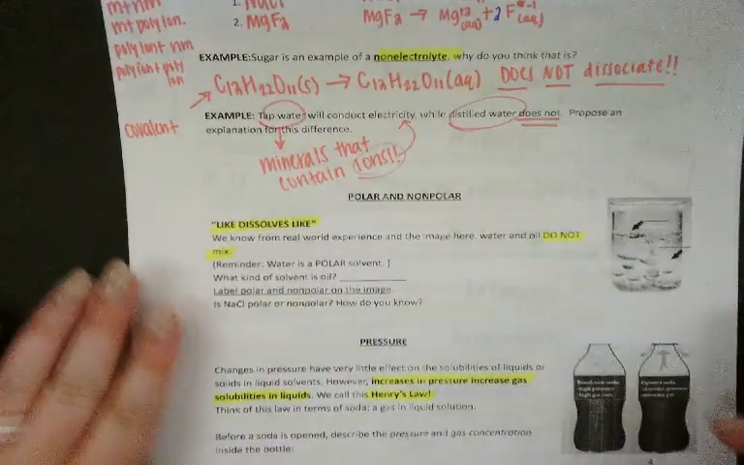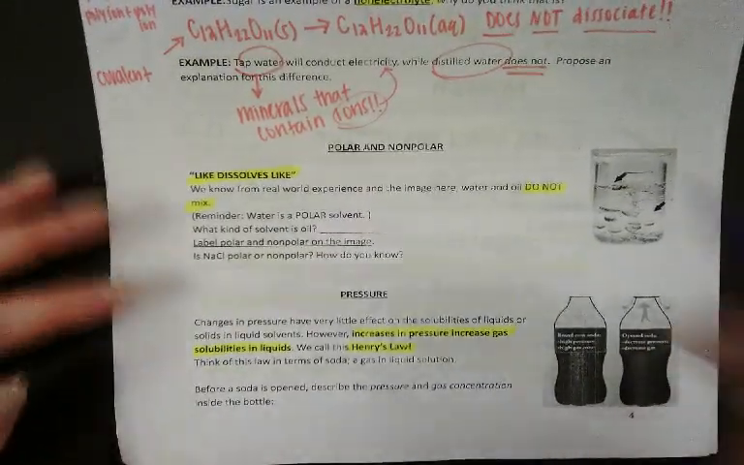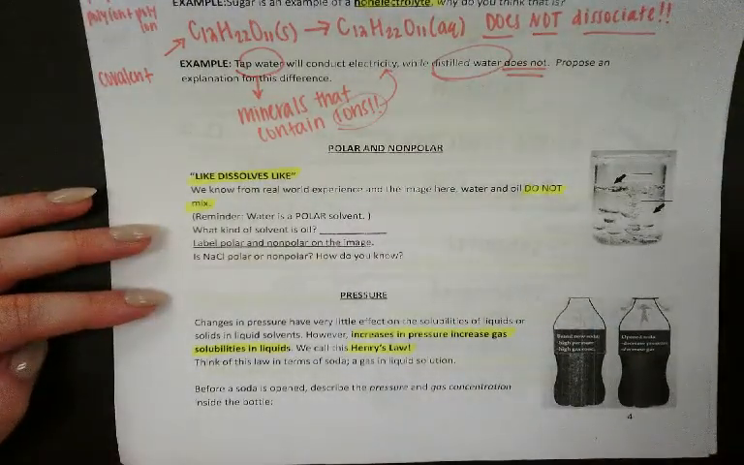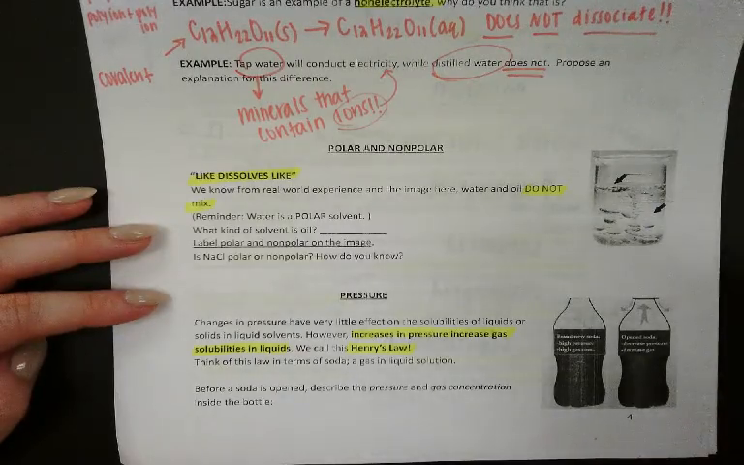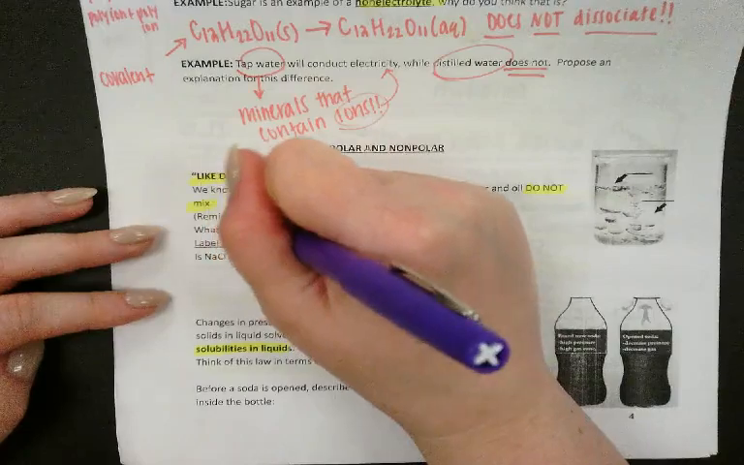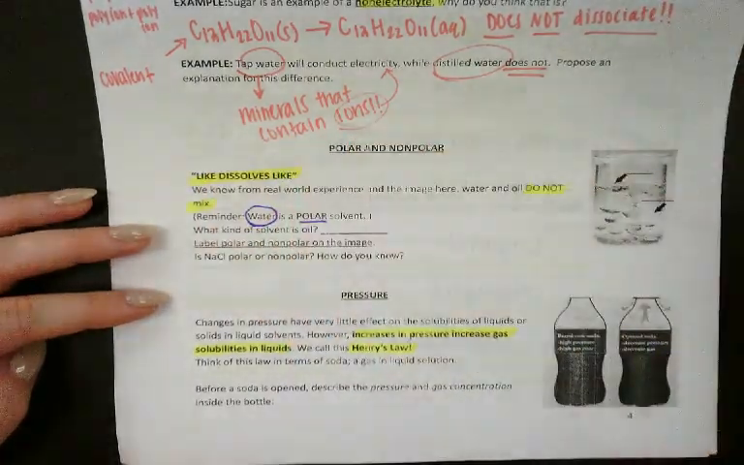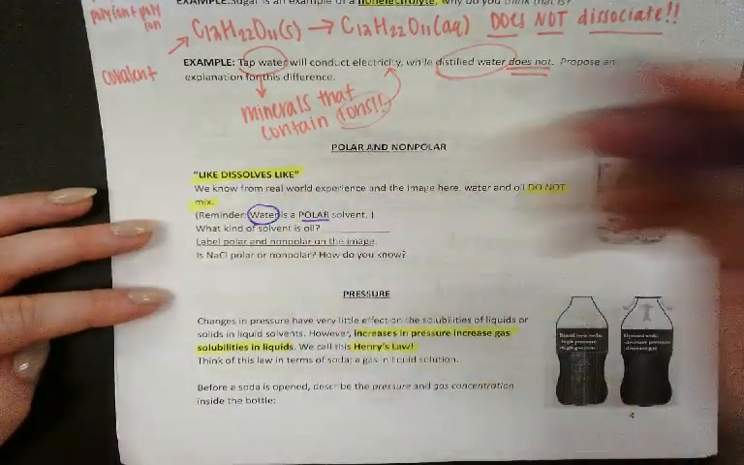Next topic is polar and nonpolar. You can figure out if something is polar based off of if it is symmetrical or unsymmetrical by drawing a Lewis dot structure. Water is polar always. So we have a term like dissolves like.